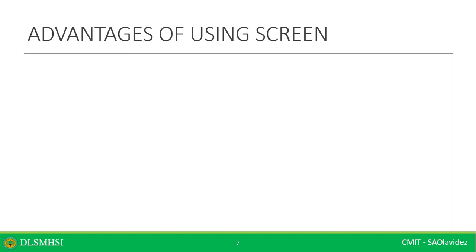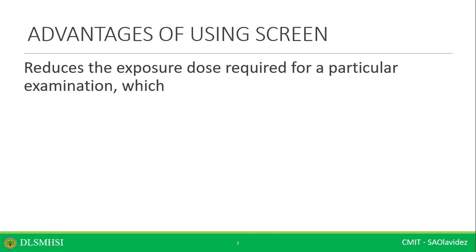Let us now talk about the advantages of using an intensifying screen. The intensifying screen reduces the exposure dose required for a particular examination. Remember that the intensifying screen converts one X-ray photon to thousands of light photons, therefore intensifying the number of photons that interact with the X-ray film. Thus, we no longer need a very high amount of exposure in order to produce the necessary amount of density in our X-ray film or to produce the necessary image on our radiograph.